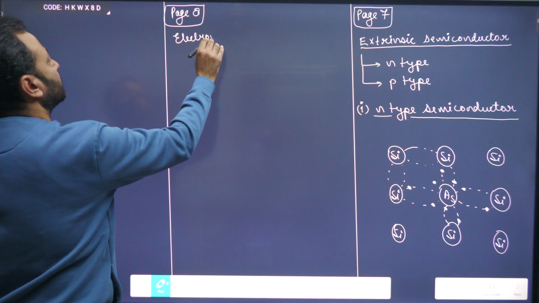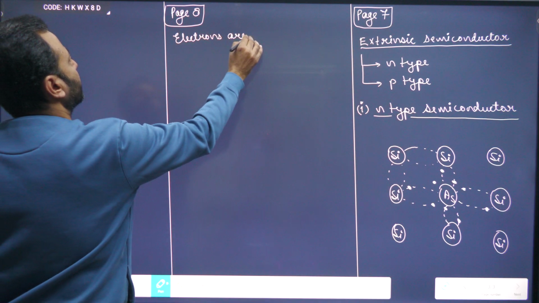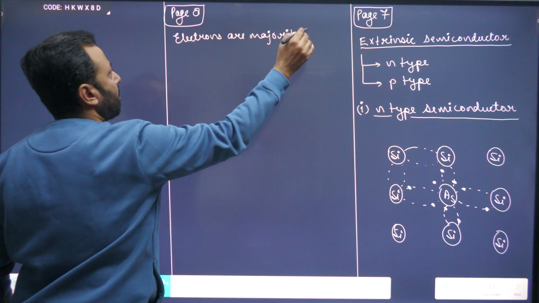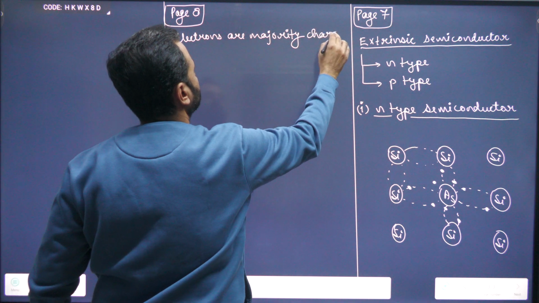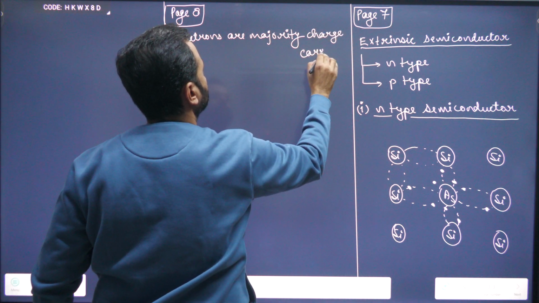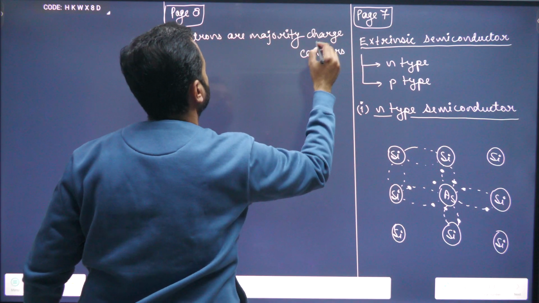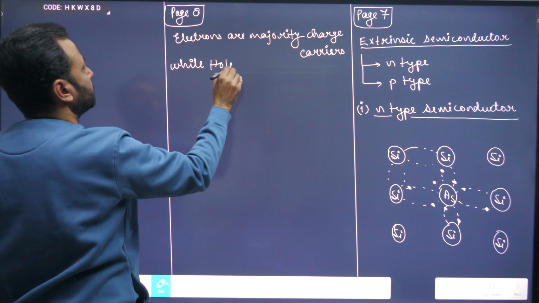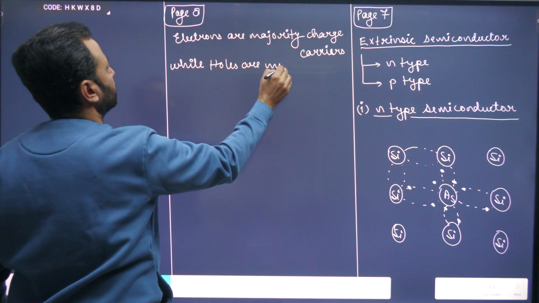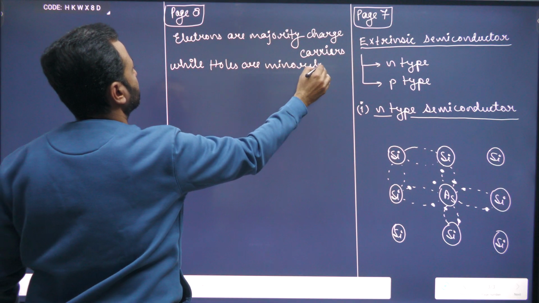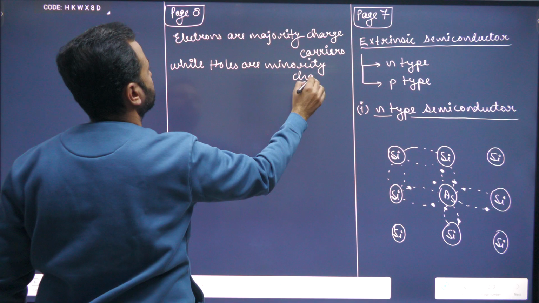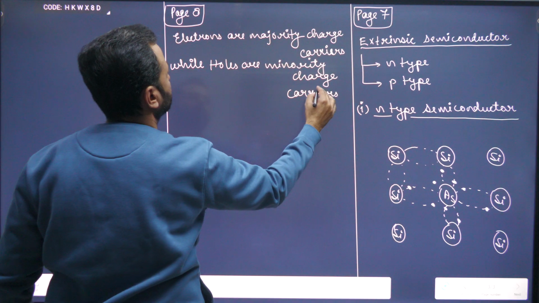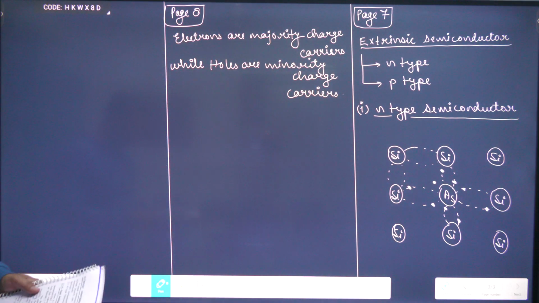Electrons are majority charge carriers, while holes are minority charge carriers. Minority charge carriers. Okay.